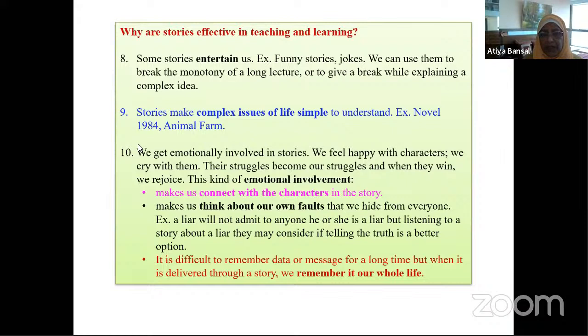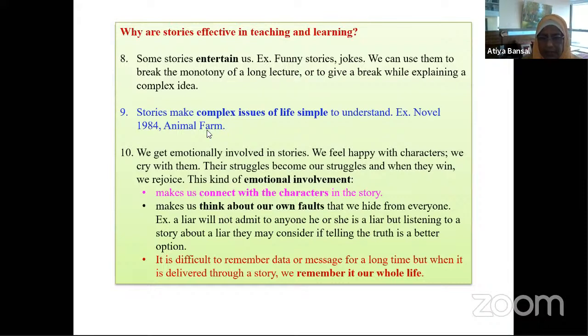If you read the novel 1984, it is about the dictatorship, how dictatorship tries to infiltrate every aspect of life. Similarly with Animal Farm. So these are very complex ideas, but when you read them, you understand them very easily. If you read a book on those topics, we find it boring.